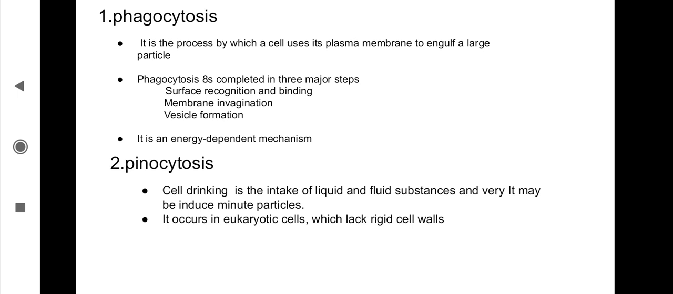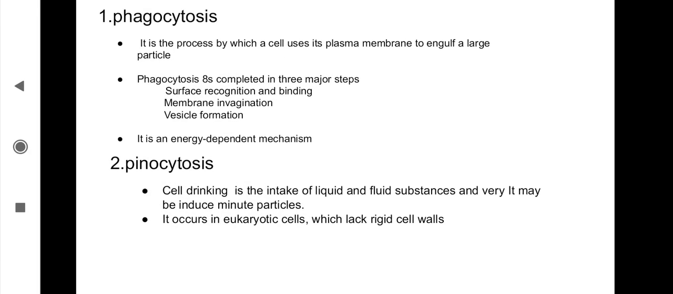Phagocytosis is completed in three major steps, namely surface recognition and biting, membrane invagination, and vesicle formation. It is an energy dependent mechanism. That's all about phagocytosis.